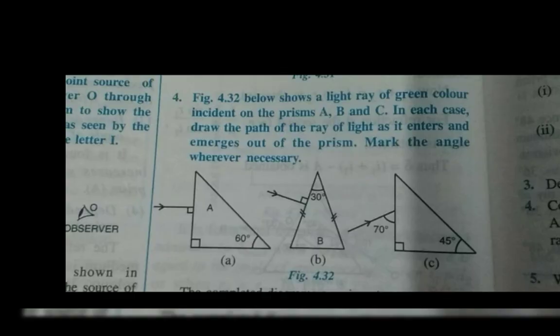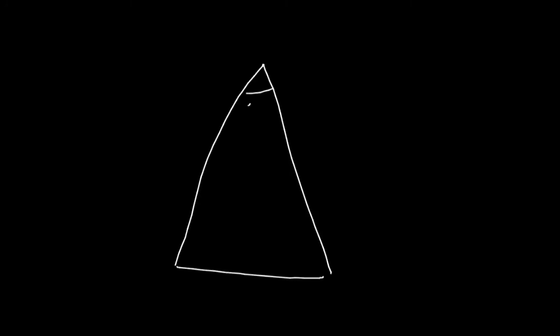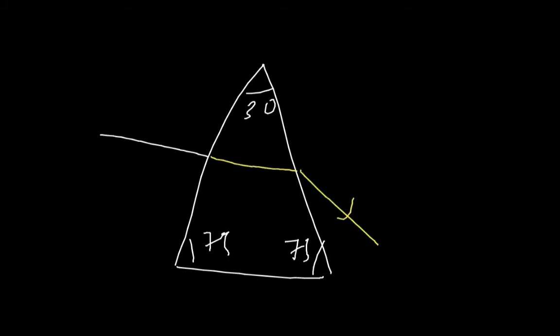The second question, 30, isosceles. So this is the thing, 30, that is isosceles, so 150, 75, 75. So it is entering like this. Obviously since it is 90, it will go like this, going to the rarer medium, so it will go something like this. Now I'll have to draw the normal on this side. Yes, the normal something like this.